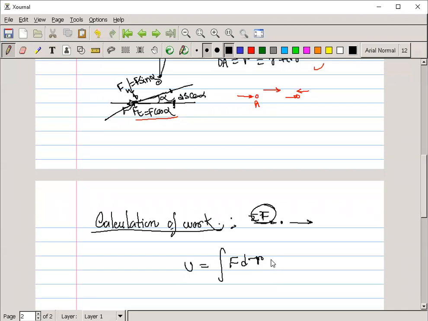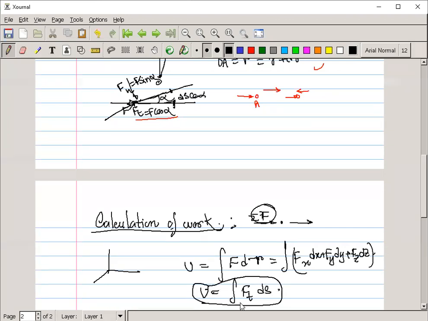Okay, and if we are talking about space, then there are three coordinates. So we can write it as Fx dx plus Fy dy plus Fz dz. Same thing. Or for the present case, it is the same as F equal to Ft, then dr is ds, for the present example we are talking about. Does anyone have any query up to this?